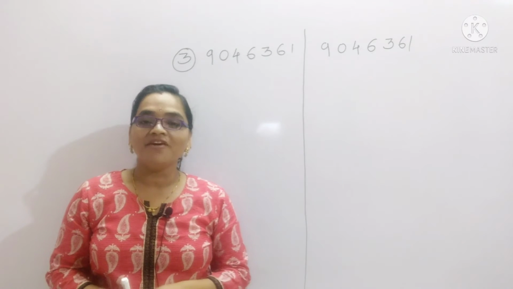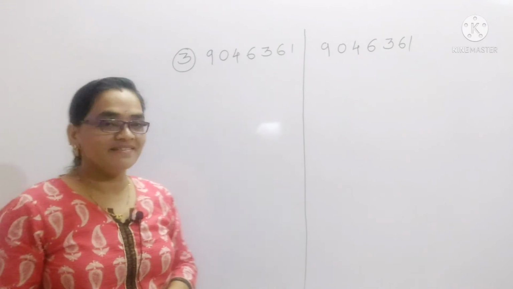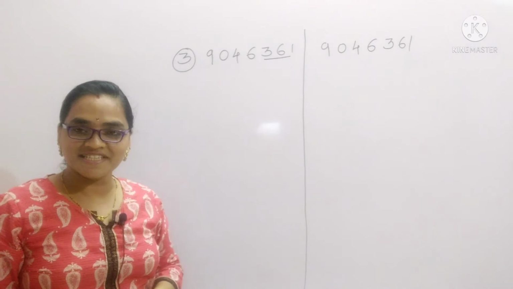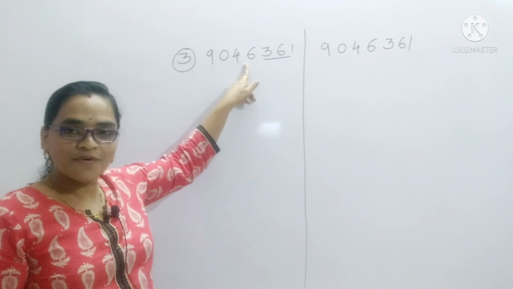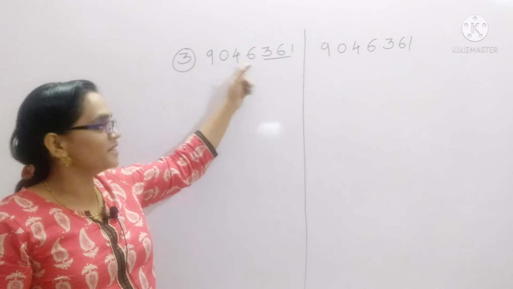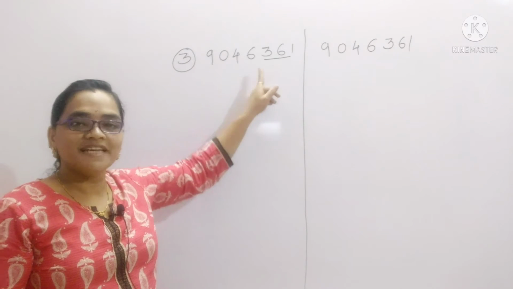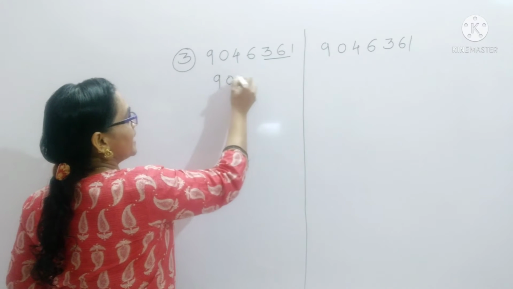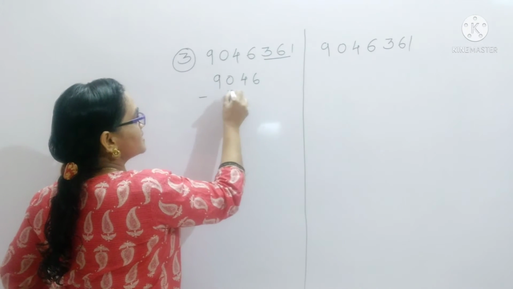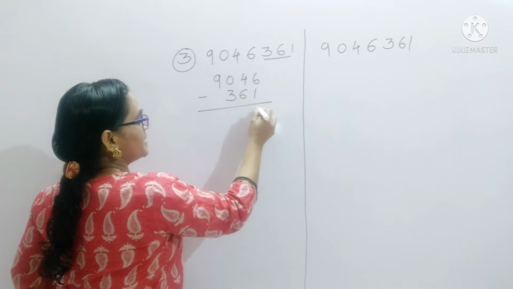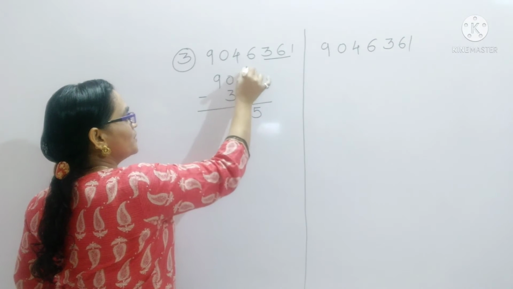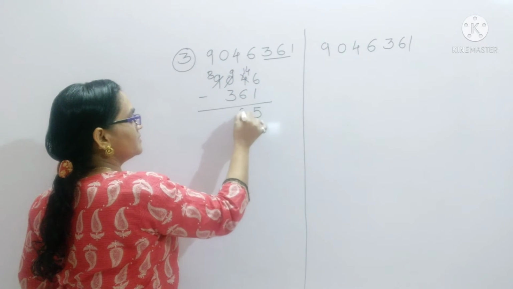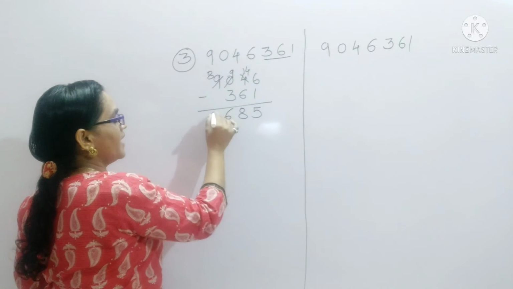90,46,361. Let's apply the first divisibility test by 13. Check out the last 3 digits, which form the number 361, and the remaining digits are 9046, which is a bigger number than 361. Then remember, always subtract the smaller number from the greater number. 9046 minus 361. 6 minus 1, 5. 14 minus 6, 8. 9 minus 3, 6, and 8.